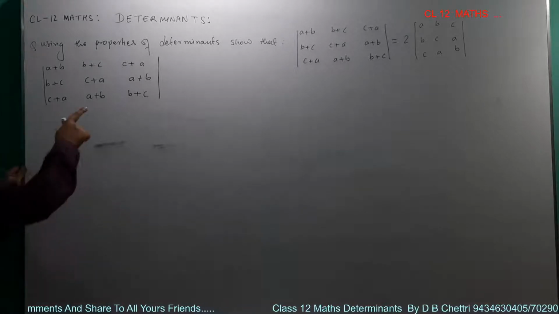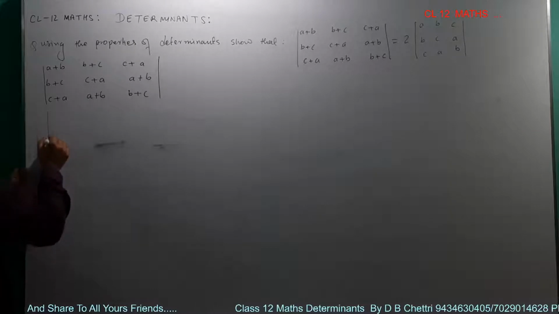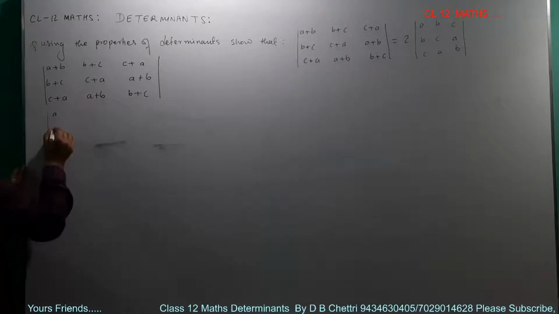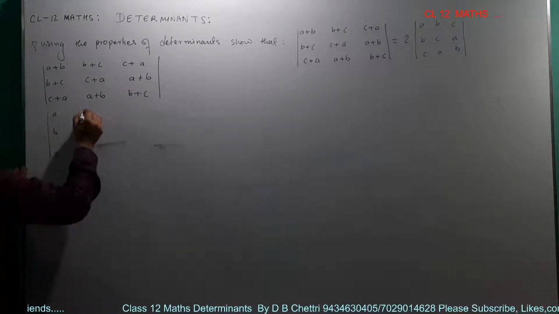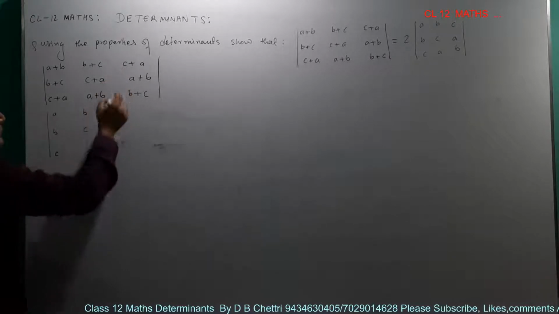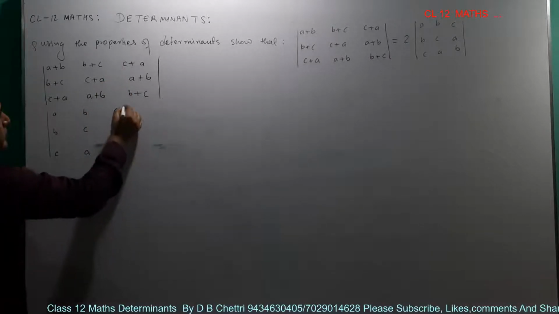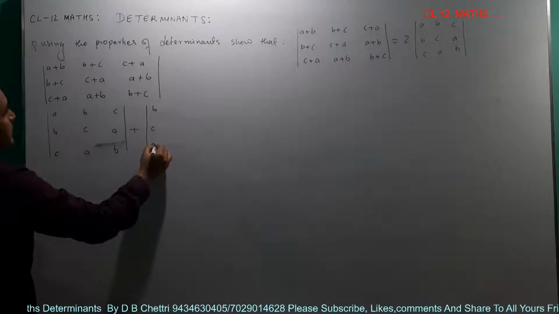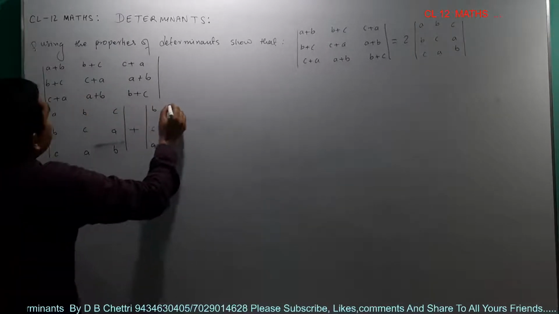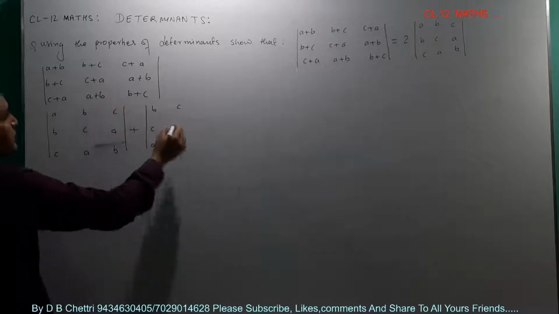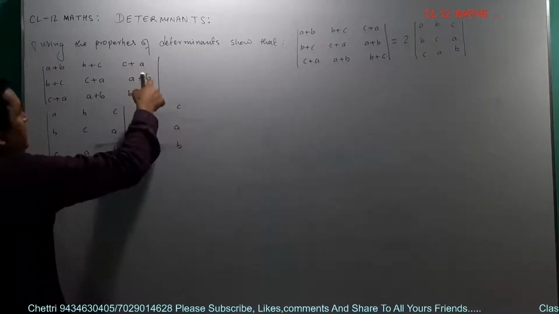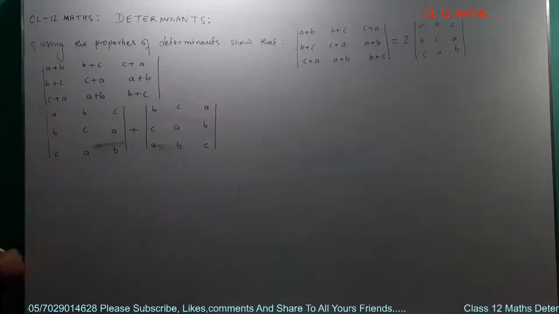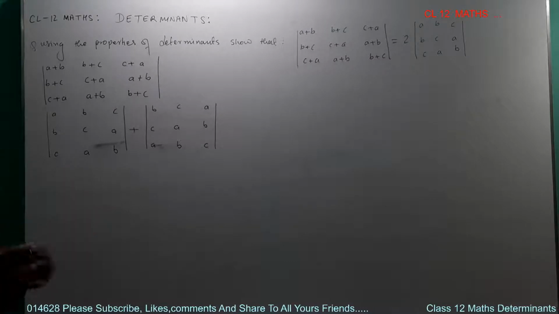Now let us split according to the property of determinants. In the first determinant, we write the first elements: A B C, B C A, then C A B. Now the next determinant, write the second elements: B C A, then C A B, C A B, A B C, A B C. Now you can split into two if there is a sum of two elements.